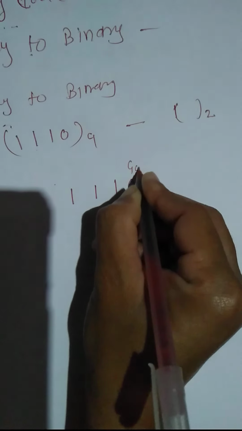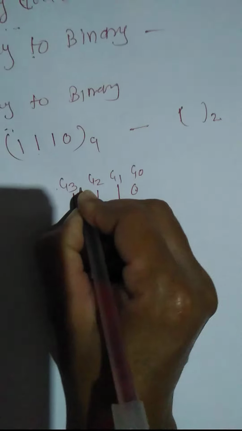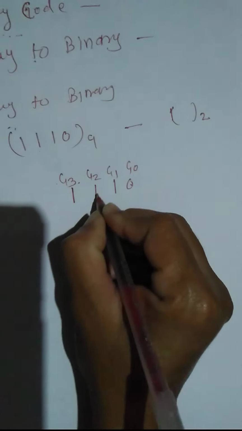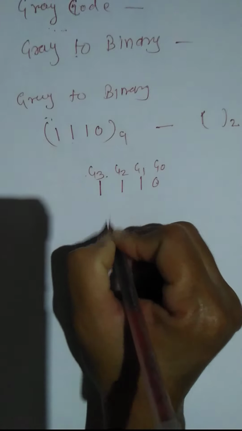So these are the steps. Take this gray number 1110. The first bit is G0, this is G1, this is G2, and this is G3. Then we convert this into binary.